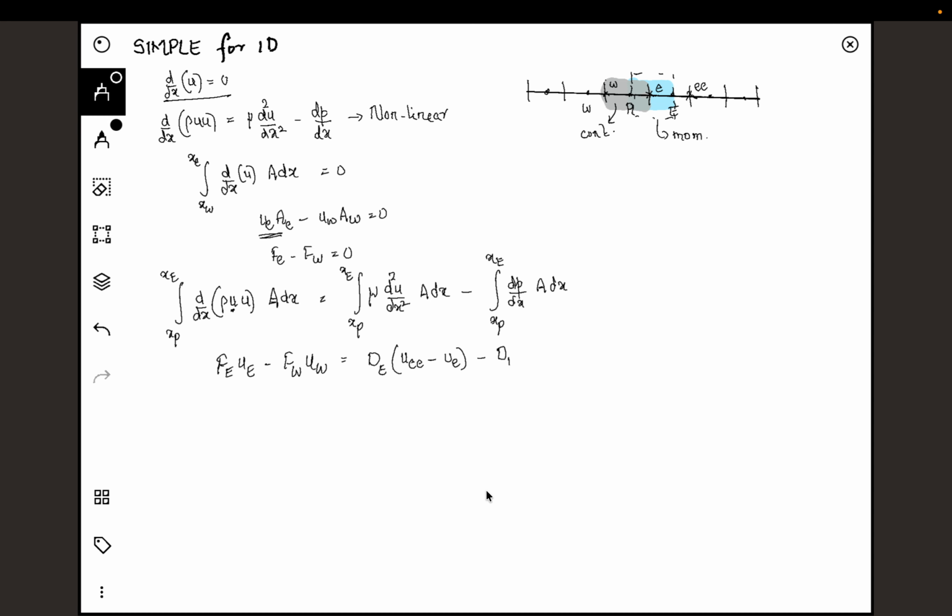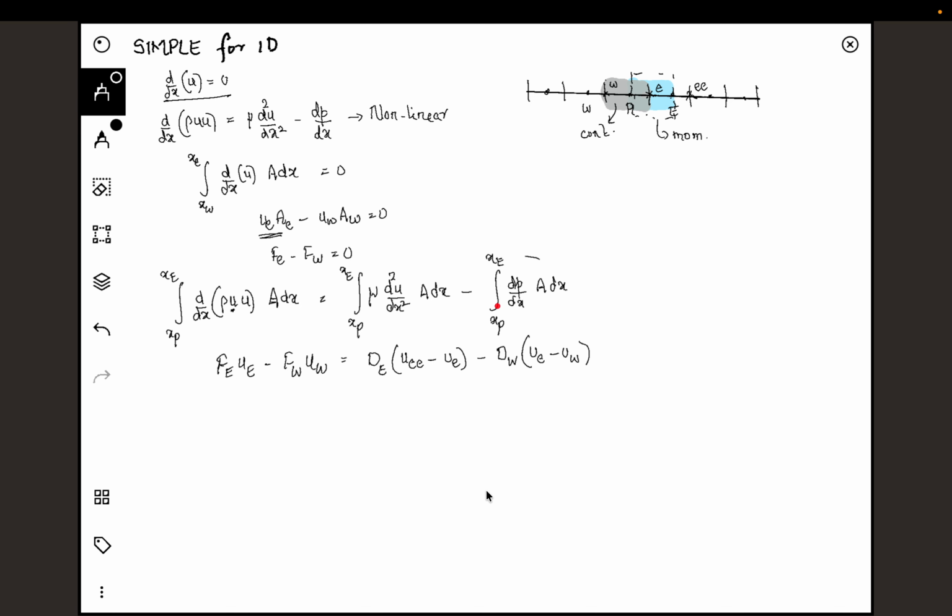Similarly, for the west term, I have minus D_w. For this particular cell, if I do the discretization, this is my cell, and this is the west face for that. So it will be between these two points: u_E minus u_W.